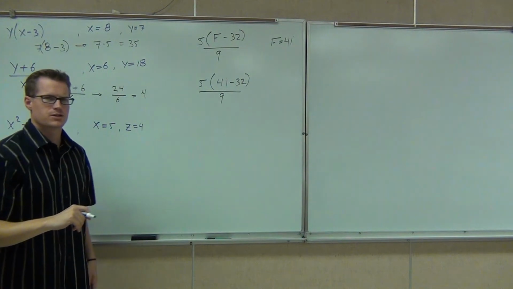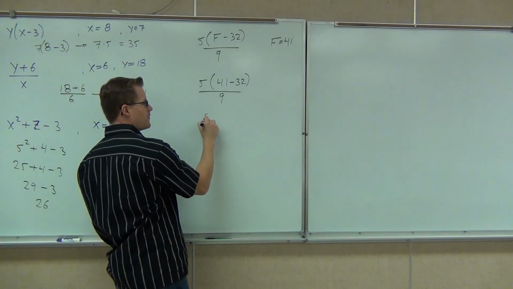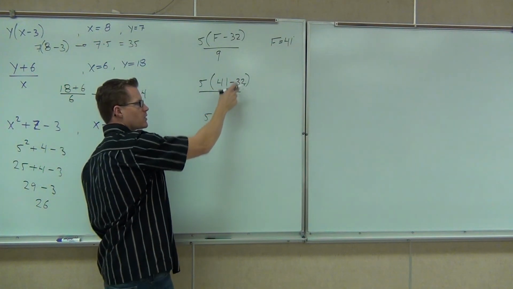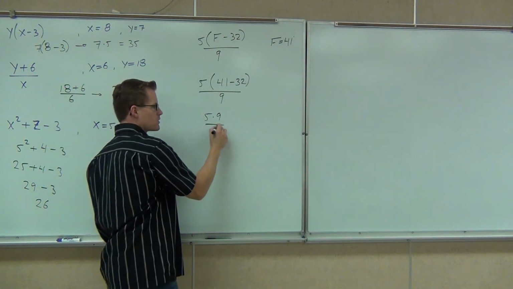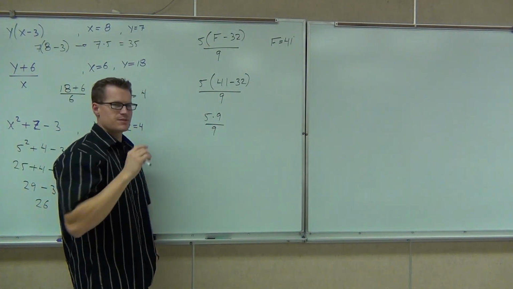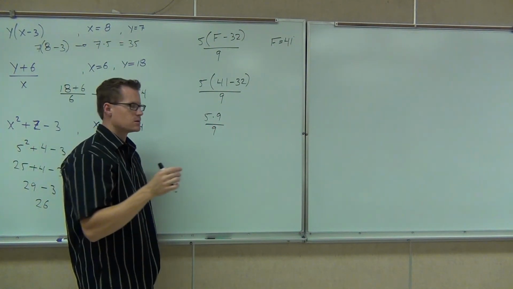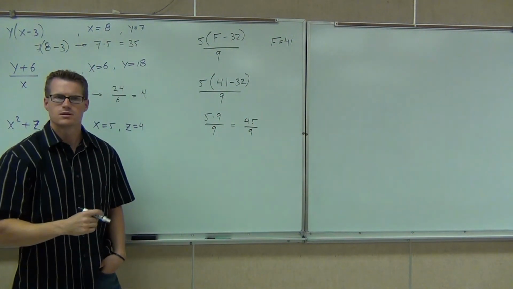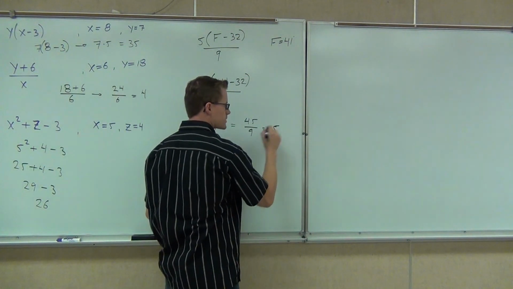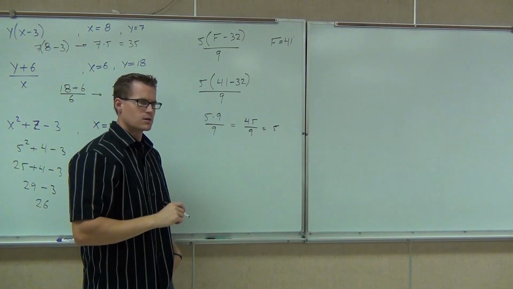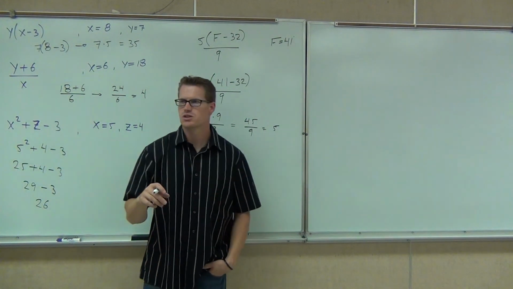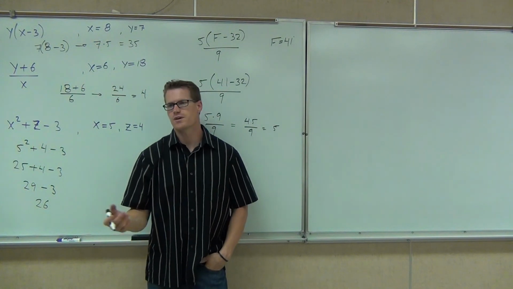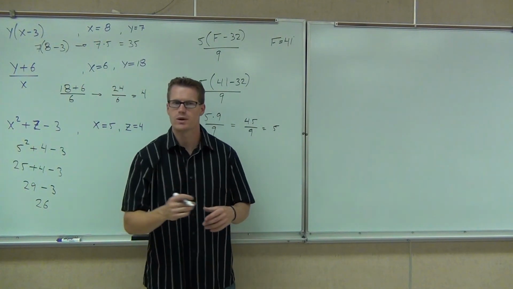How much is the 41 minus 32? 9. So we'll have 5 times 9. The order of operations says we do the parentheses on our numerator first. We do our 9. Of course, we have the multiplication here. How much is the 5 times 9? 45. And someone else, what is 45 over 9? How much does that give us? 5. Good. What's that mean? 5 degrees Celsius. So if someone says to you, man, it's only 5 degrees outside, and they mean Celsius, to us it would feel like 41 degrees Fahrenheit. They're the same value, it's just we have different ways of communicating that.